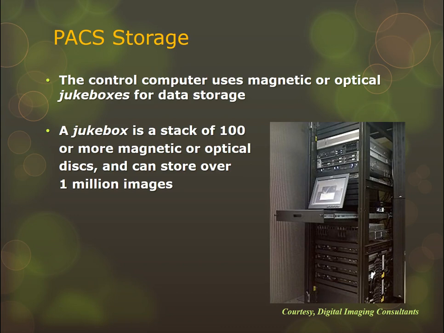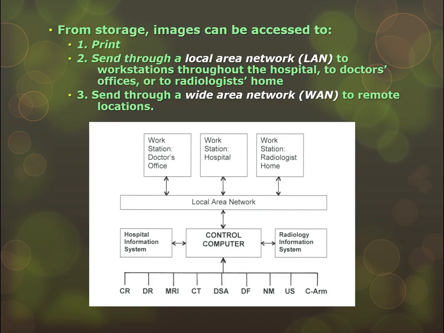The control computer uses magnetic or optical jukeboxes for data storage. The jukebox is a stack of 100 or more magnetic or optical disks, and it can store over 1 million images. From storage, images can be accessed to be printed, sent through a local area network. This is a network that is local. It is within your hospital system.